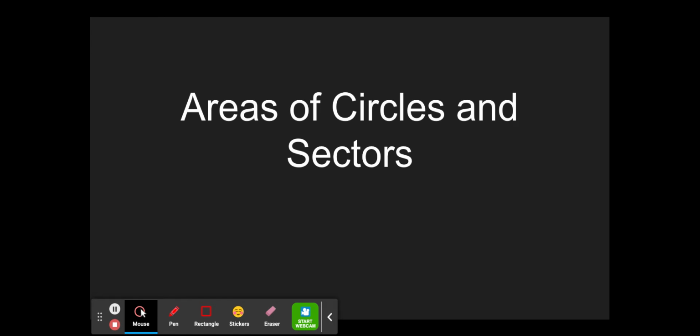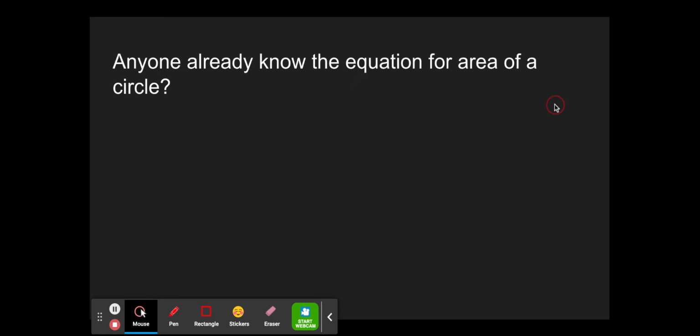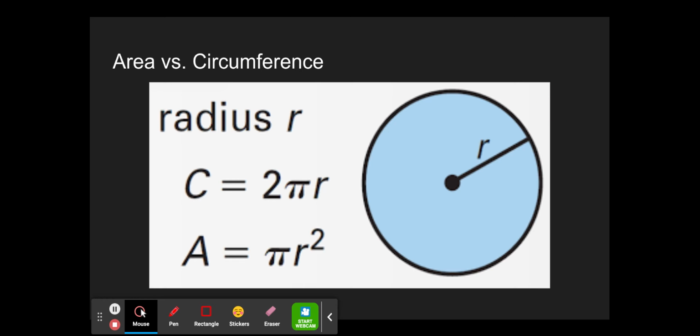Today we're going to talk about areas of circles and therefore sectors. We're going to talk about circumference of circles and therefore the measurement of arcs. One idea I want you to keep in mind as we go through this is the idea of proportions. All right, so we're going to start by talking about these formulas.